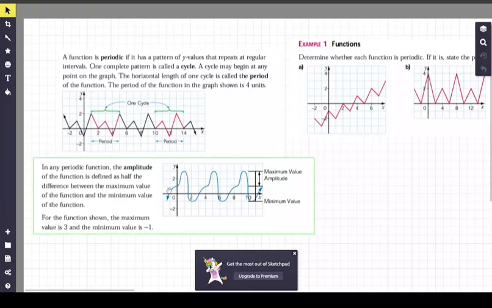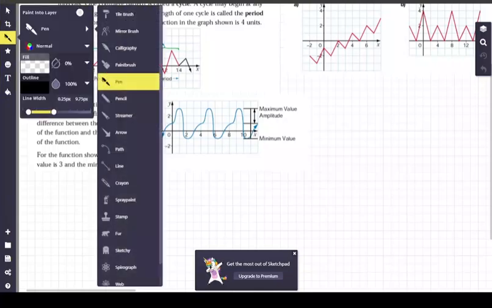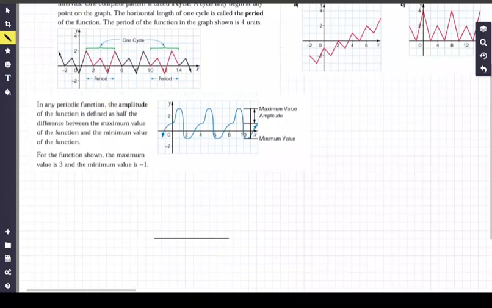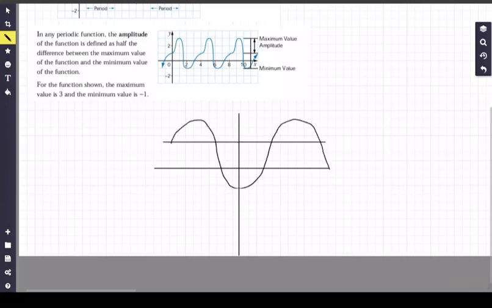And then let's talk about amplitude. In any periodic function, the amplitude of the function is defined as half of the difference between the maximum value and the minimum value. So basically, imagine we have a function here, and in the middle we have a line, which usually we do. So this is our axis. Let me try to draw this better. I have this function that repeats itself over and over again, and this is the axis that it keeps repeating on.